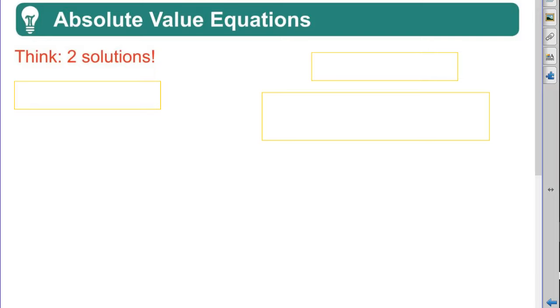And a quick review, absolute value equations. You've got to think that when you have an absolute value equation, you have two solutions. You have to have that in your mind at all times. Otherwise, you're going to miss one of the solutions. Okay, I picked a really hard one.